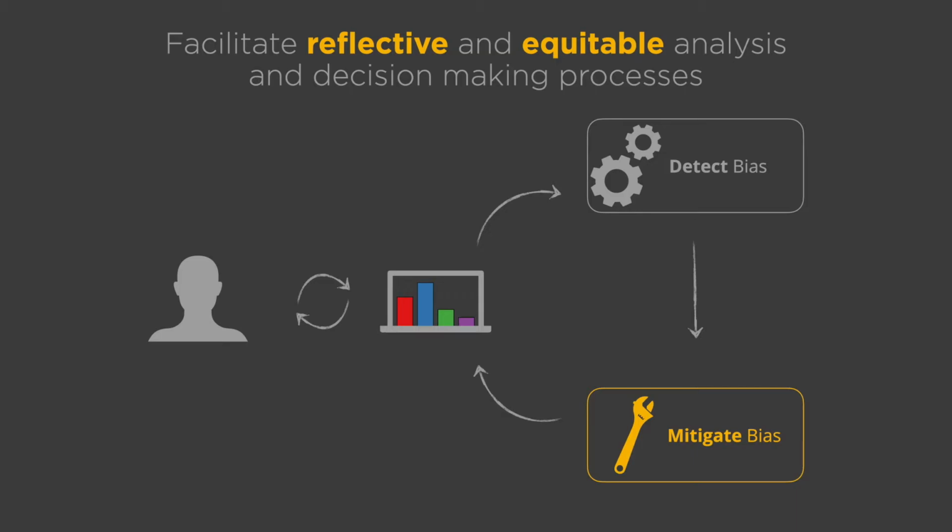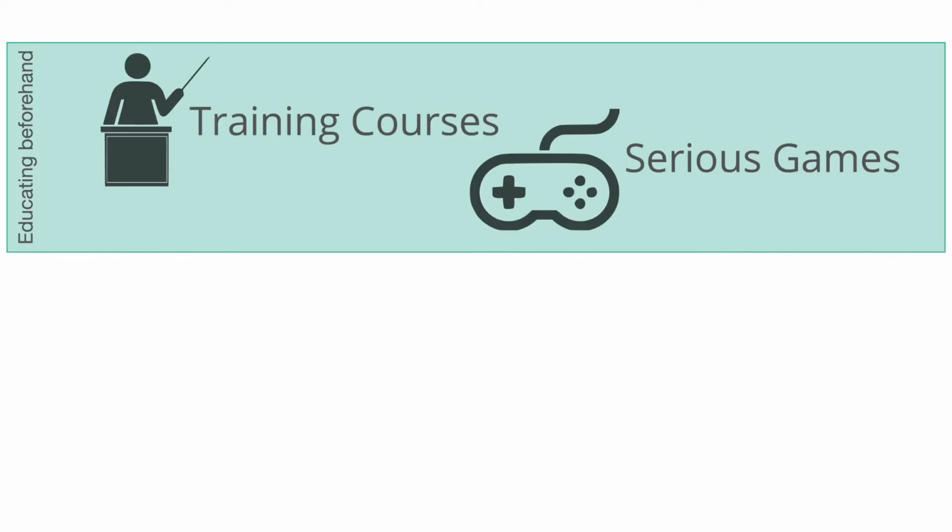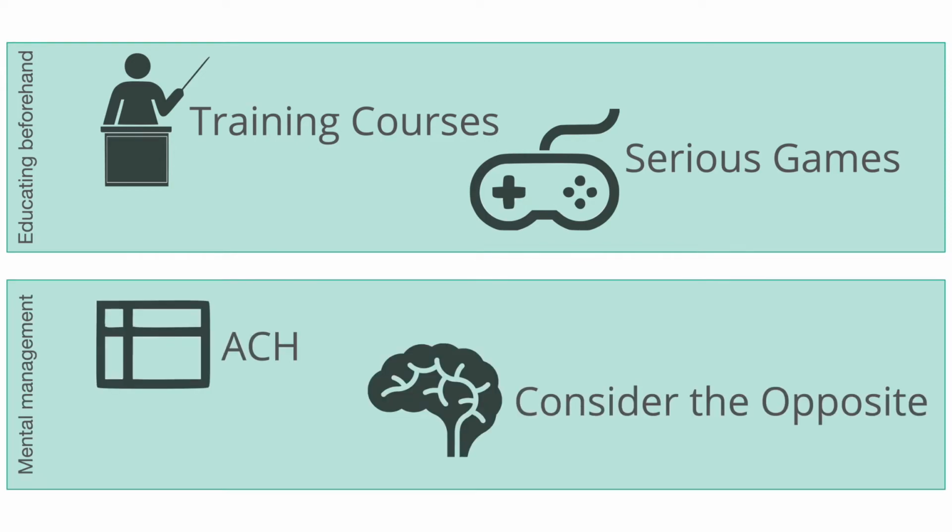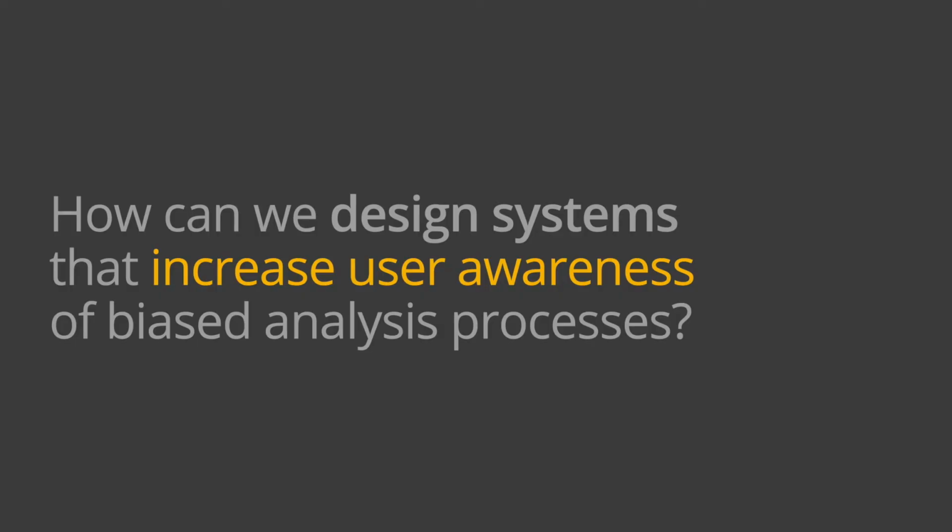For the most part, existing bias mitigation strategies typically rely either on educating people about biases beforehand or involve potentially cumbersome strategies for people to carry out and manage mentally. But there really isn't much technological support for mitigating biases in real time while people are interacting with data. So a lot of my research has sought to explore the question, how can we design systems that increase user awareness of biased analysis processes?